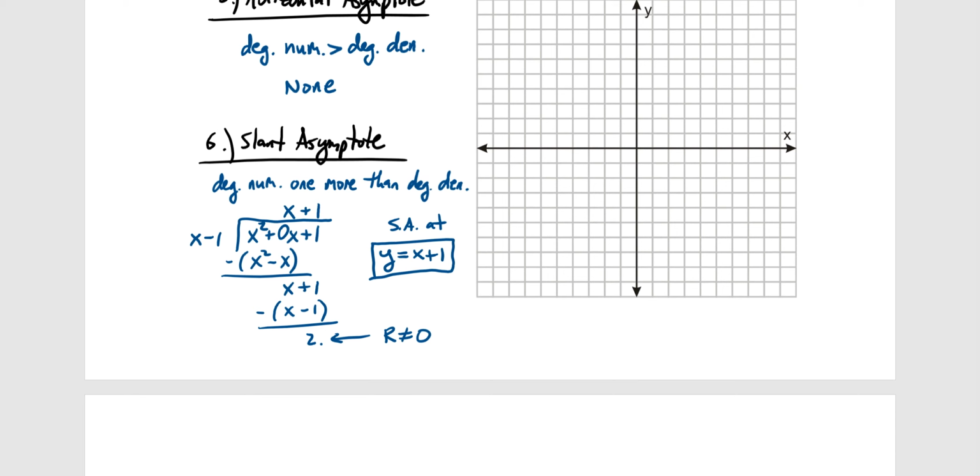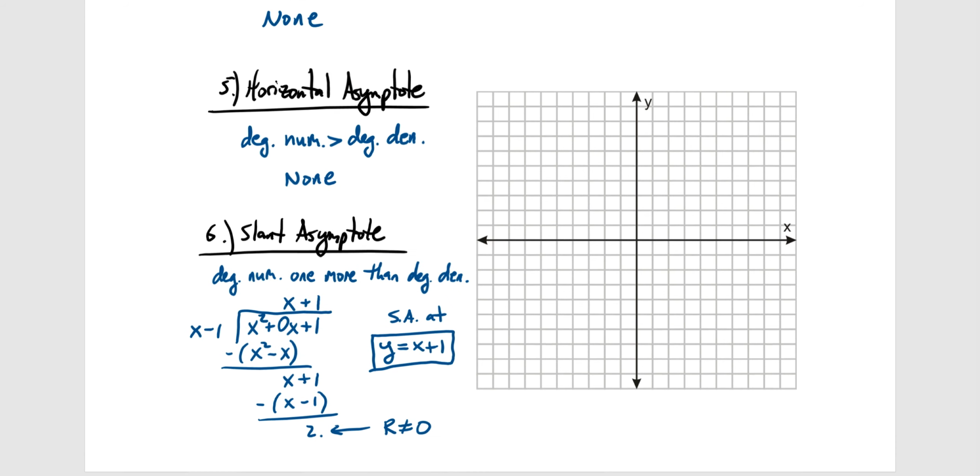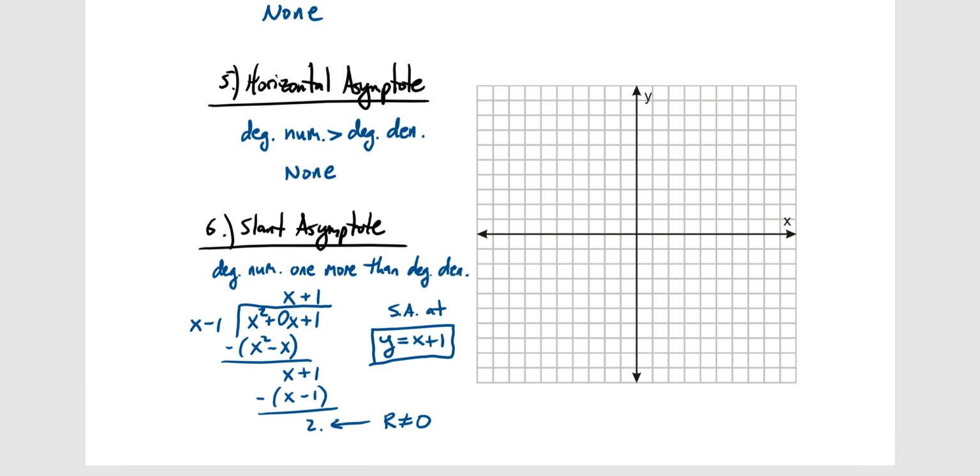We divide the numerator by the denominator. We get a quotient up here of x plus 1, and we get a remainder that is not equal to 0. So that means our slant asymptote is y equals the quotient, which is y equals x plus 1. So let's graph everything we have here, and then let's see what points we have to plug in.